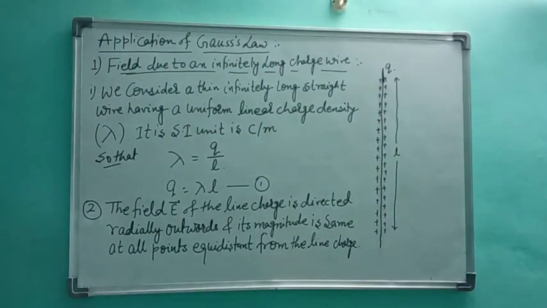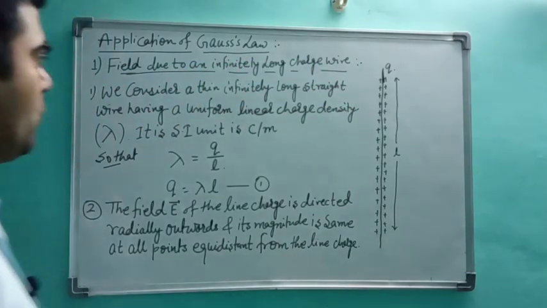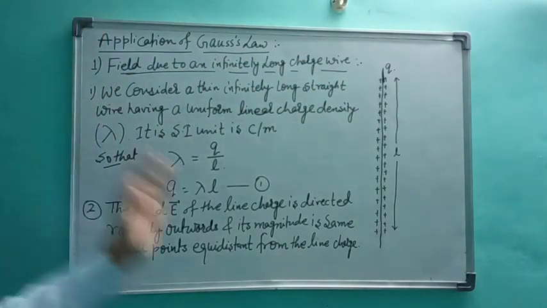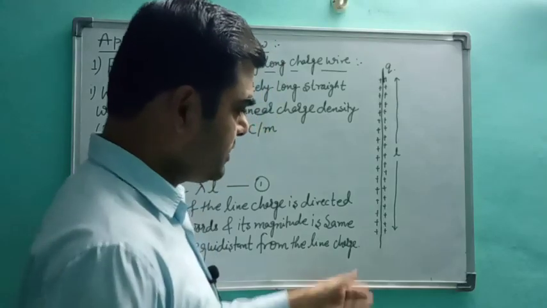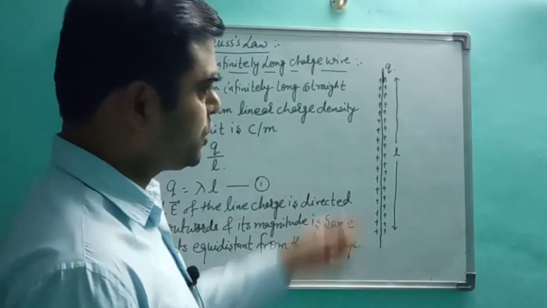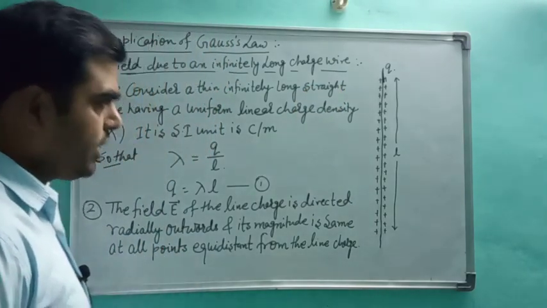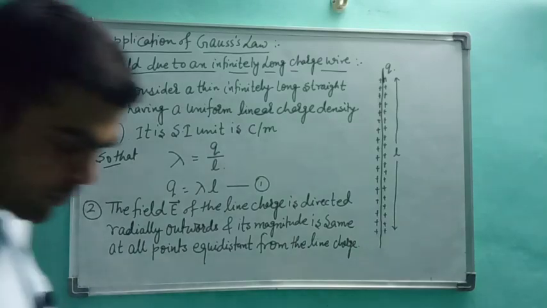The first application of the Gauss law is the field due to an infinitely long charged wire. Okay my dear friends, you can see in the first figure the infinite wire. The positive charge is distributed on it, and here the length is small l. Okay, so now we start the first point.